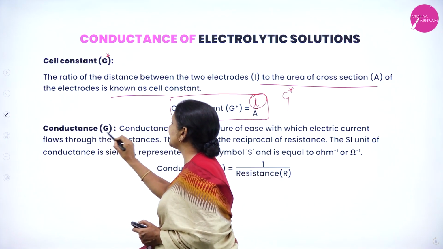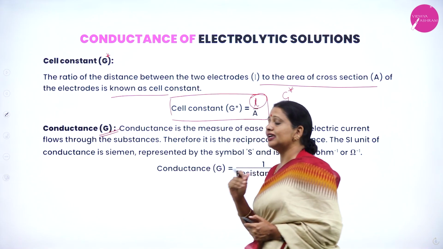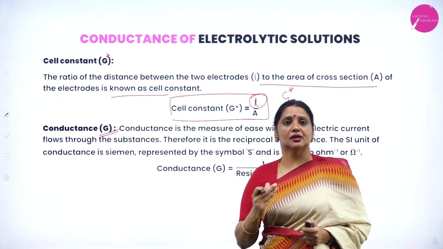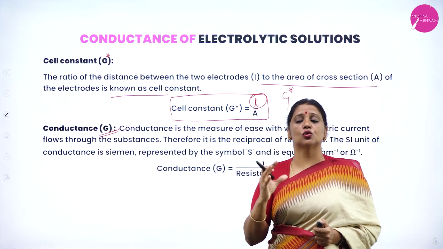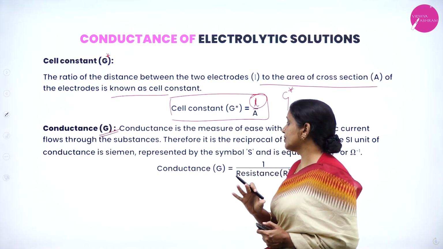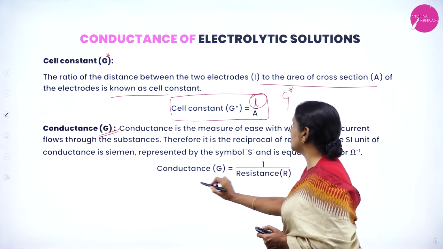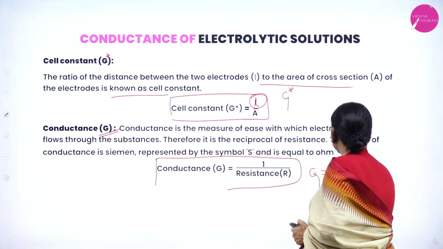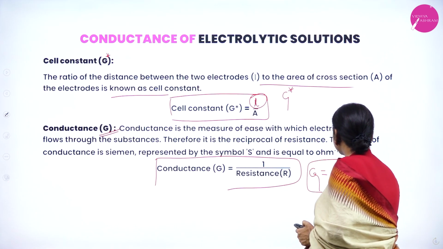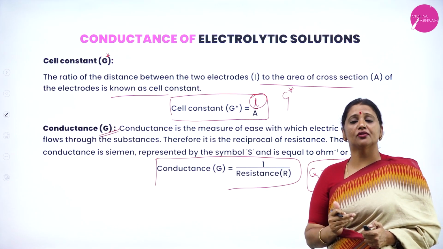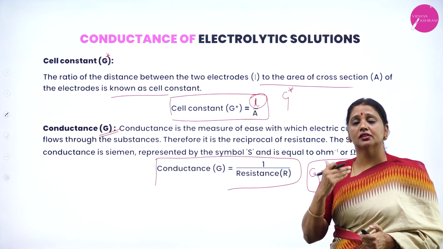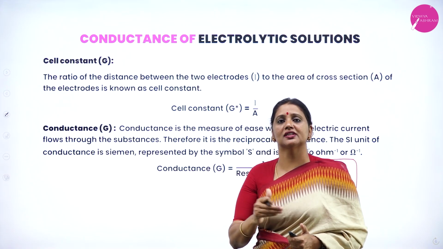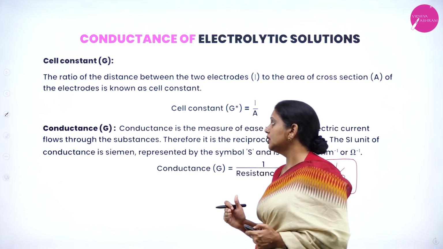Next, conductance. Conductance is denoted by G. Conductance is the measure of ease with which electric current flows through a substance. It's the capacity of a material to allow electric current to pass through it, known as conductance. Conductance is the reciprocal of resistance. Conductance G is equal to 1 by R. Therefore, since the unit of resistance is ohm, the unit of conductance is ohm inverse, Siemens or mho.